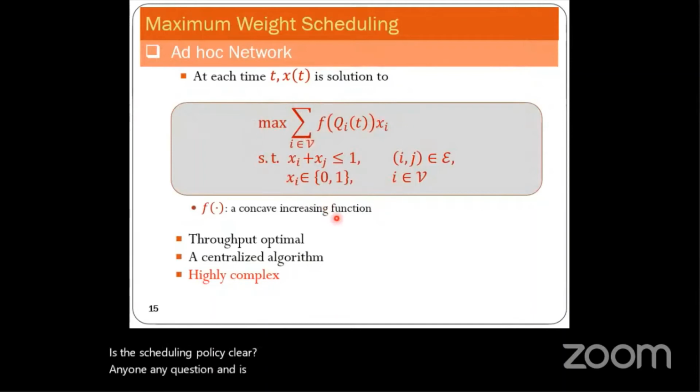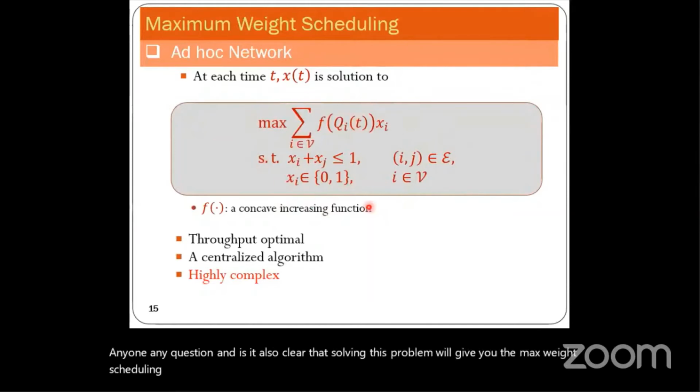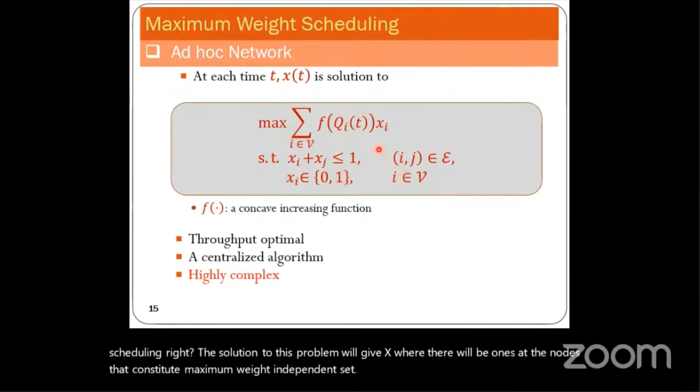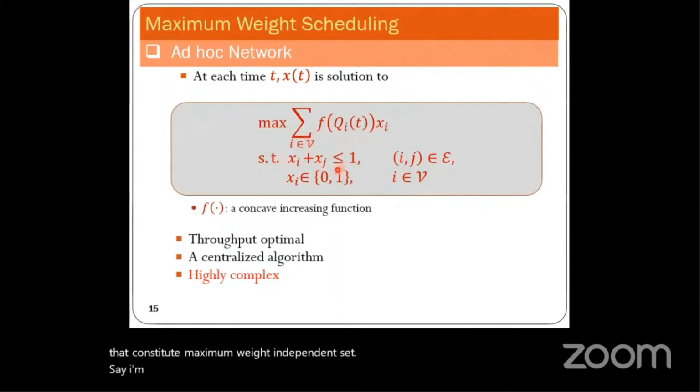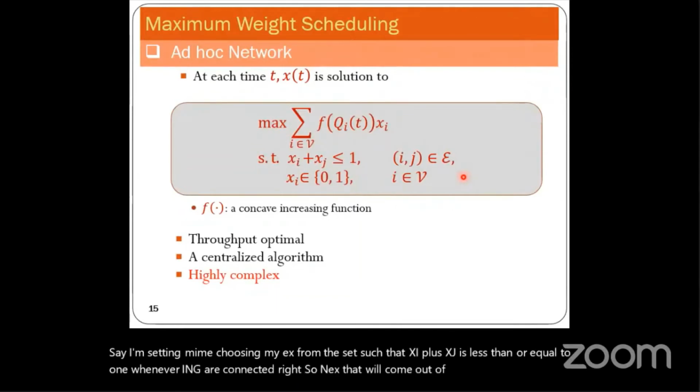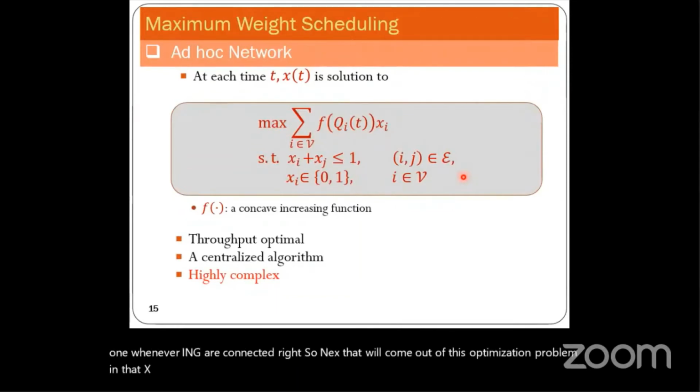Is it clear that solving this problem will give you the max weight scheduling? The solution to this problem will give x, where there will be ones at the nodes that constitute the maximum weight independent set. See, I'm choosing my x from the set such that x_i plus x_j is less than or equal to 1 whenever i and j are connected. So any x that comes out of this optimization problem, in that x, no two adjacent nodes will have ones, or they will not be activated together, right?